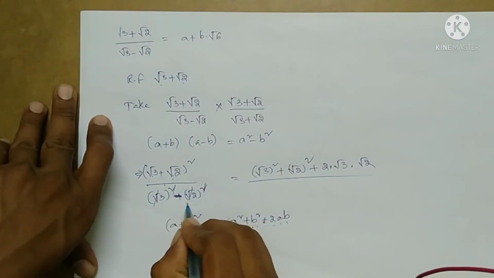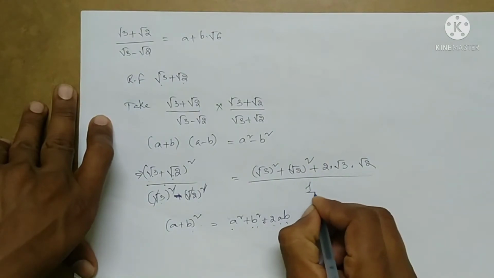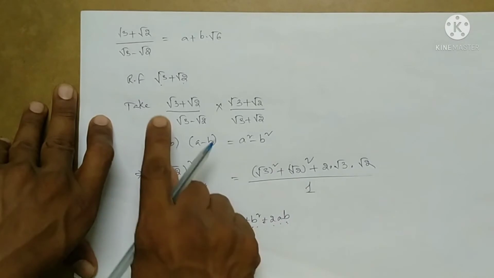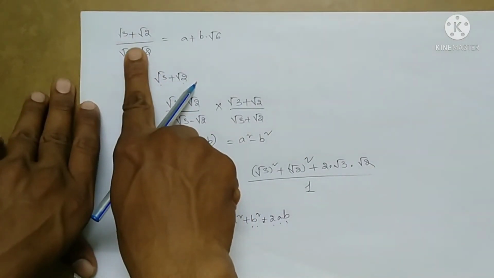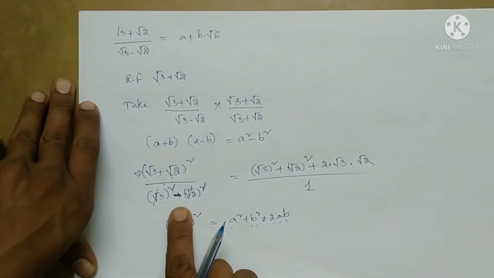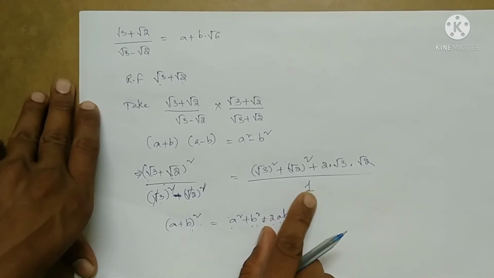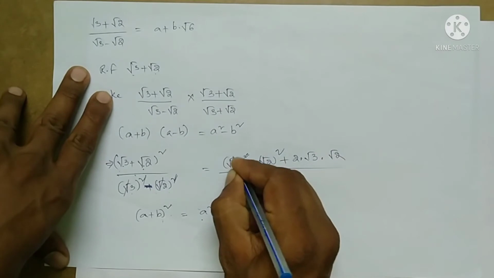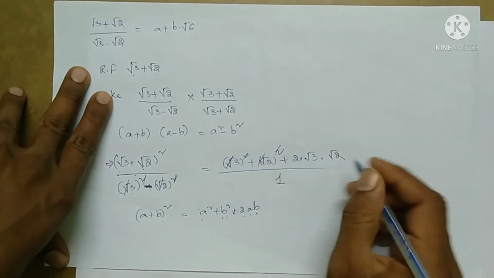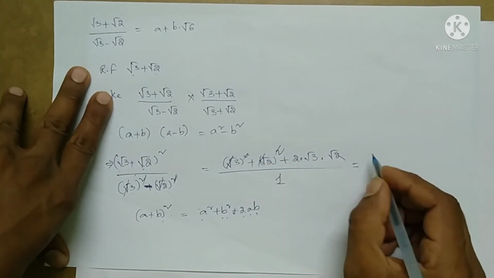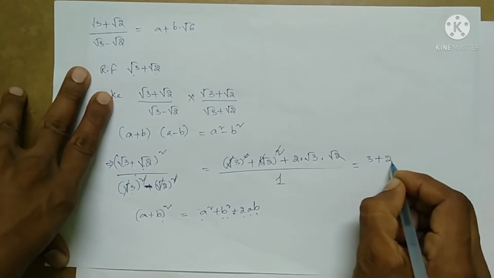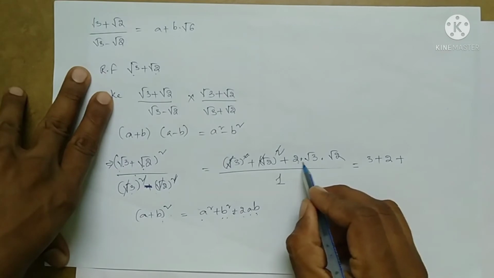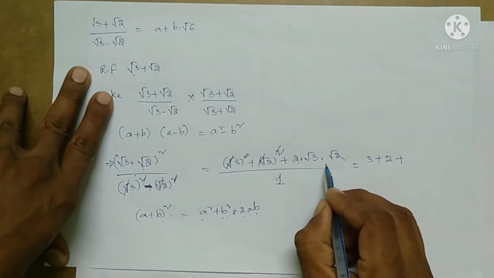So here 3 minus 2, the result is 1. Here the denominator is rationalized, right? Earlier the denominator was an irrational number, so here the denominator is rationalized. The denominator is 1, it is rational. So here the square roots cancel. So that is equal to 3 plus 2 plus 2 into root 3 into root 2.